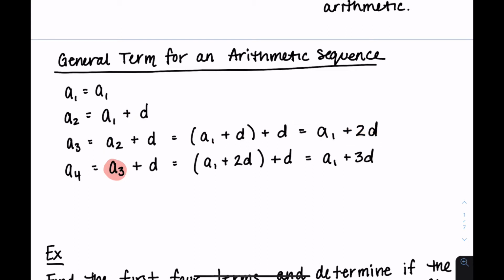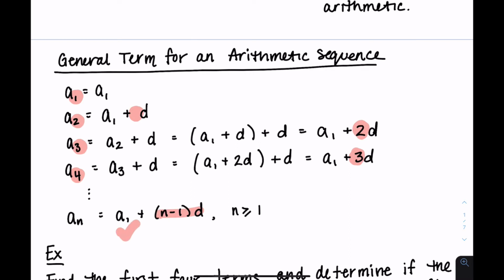If we look to see a pattern going on, all you're doing is changing the multiple of d, and the value in front of it is 1 less than the term number. So your general term An is you start with the first term and you add n minus 1 times d. This really holds for any value of n, because if you plug in n equals 1, this will be 0, and it just lands you at A1. So this is our explicit formula for the arithmetic sequence.